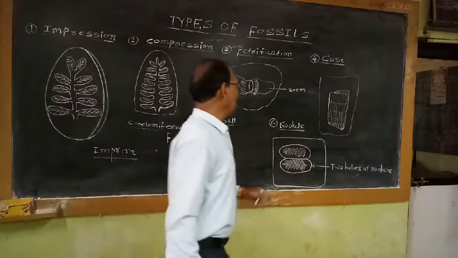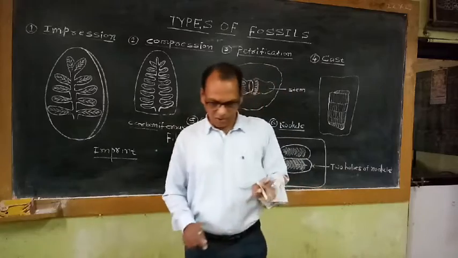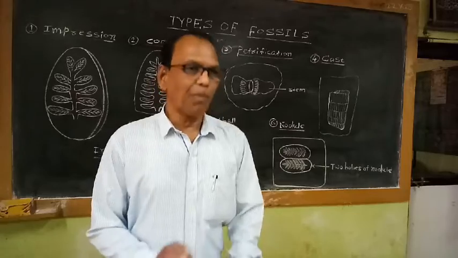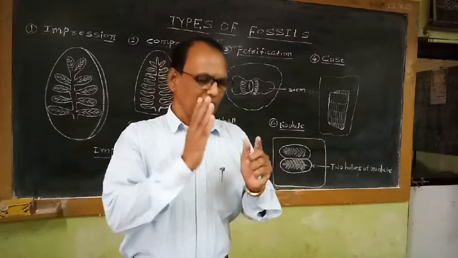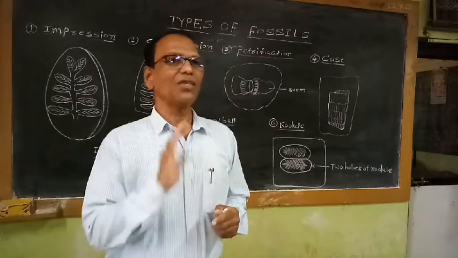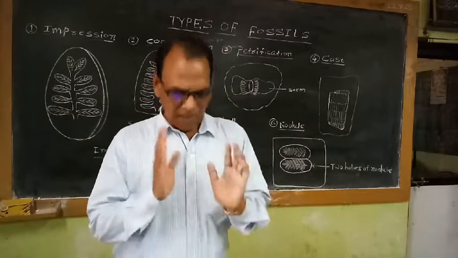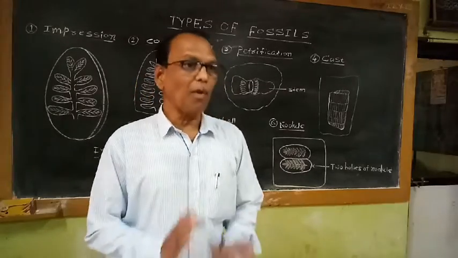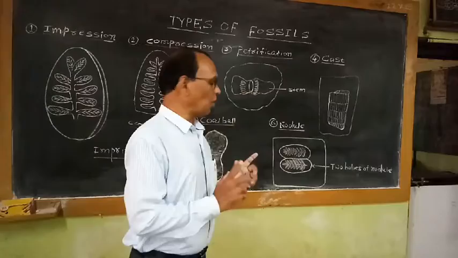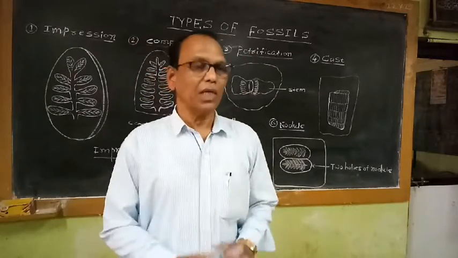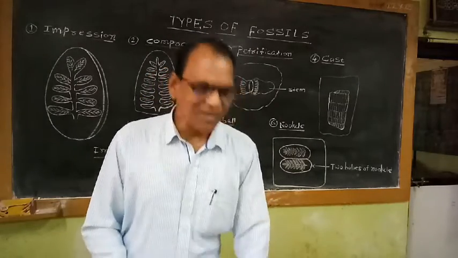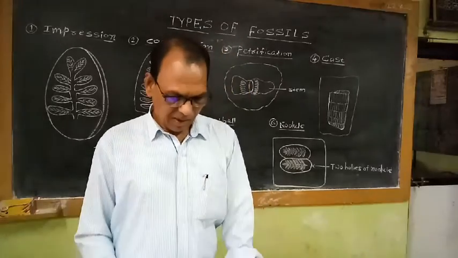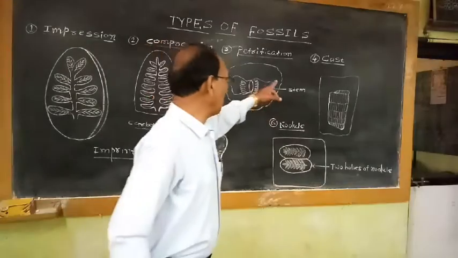The next type of fossil is commonly called the cast type of fossil. In the cast type of fossil, the external form of the plant is preserved. All inner tissues are degraded and disintegrated, and only the external portion remains as it is. That means the external portion of the plant material is preserved in the form of a cast. So the internal structure is totally destroyed, and no organic matter is retained in this type of fossil.